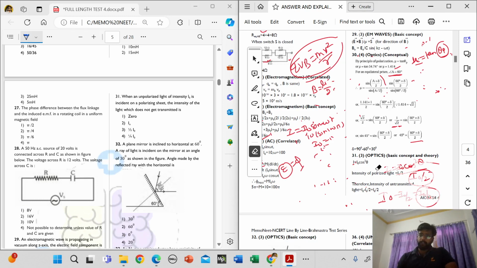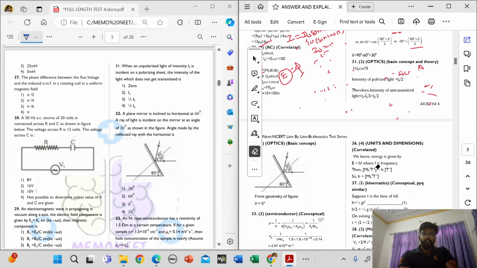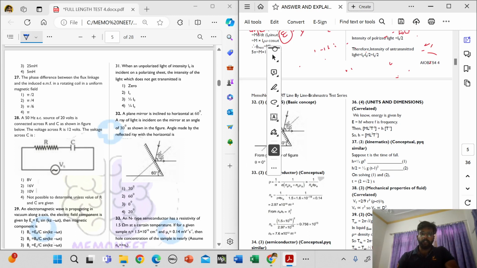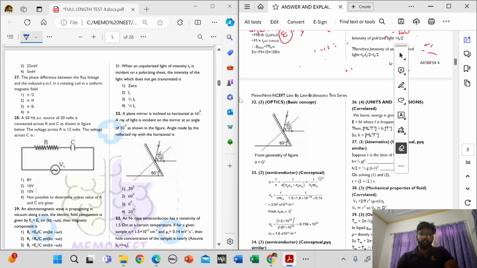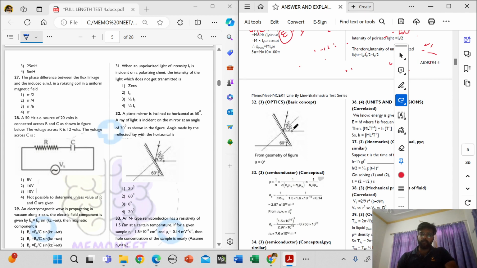Now moving to the next question, 32. The plane mirror is inclined to the horizontal at 60 degrees. A ray of light is incident on the mirror at an angle of 30 degrees, as shown in the figure. Find the angle made by the reflected ray with the horizontal. See, this angle is 30 degrees. It is incident here, so the reflected angle will also become 30 degrees.